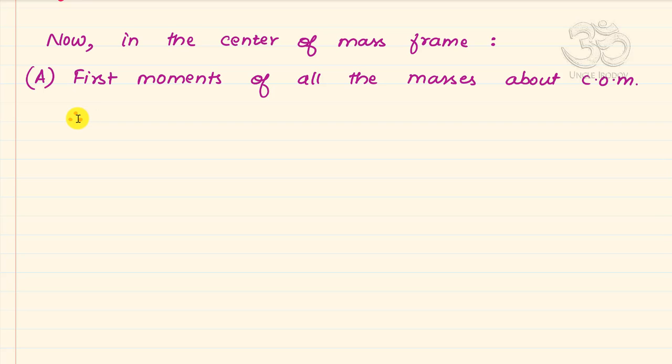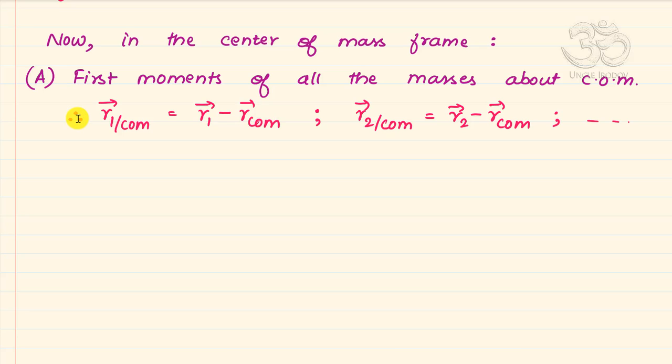So therefore r1 with respect to center of mass, and that will be r1 minus r center of mass. Similarly, you will have r2 with respect to center of mass as r2 minus r center of mass, and in the same manner you can keep on going, and you will get rn with respect to the center of mass for the nth particle, and that will be rn minus r center of mass.